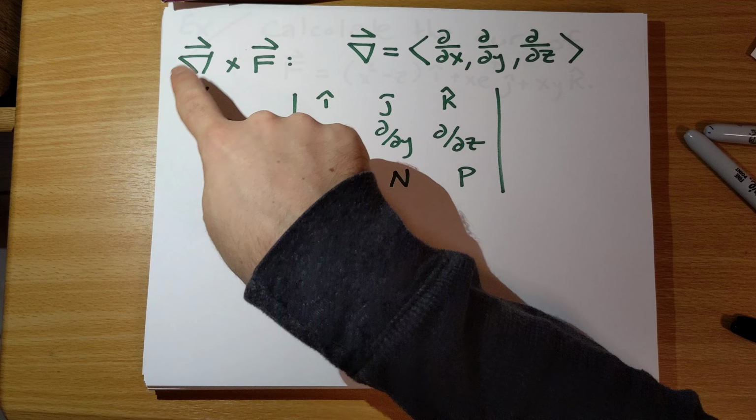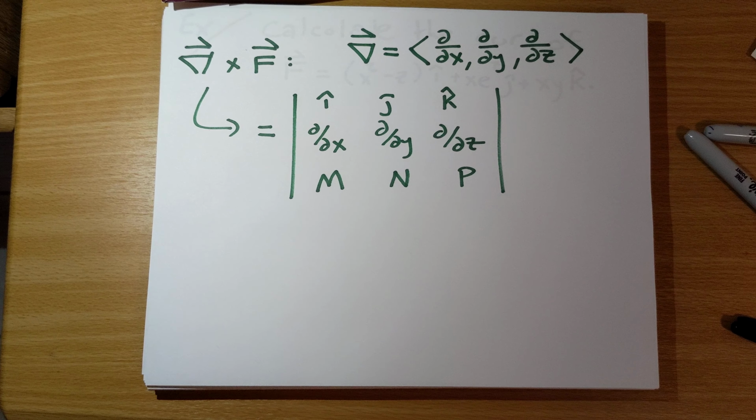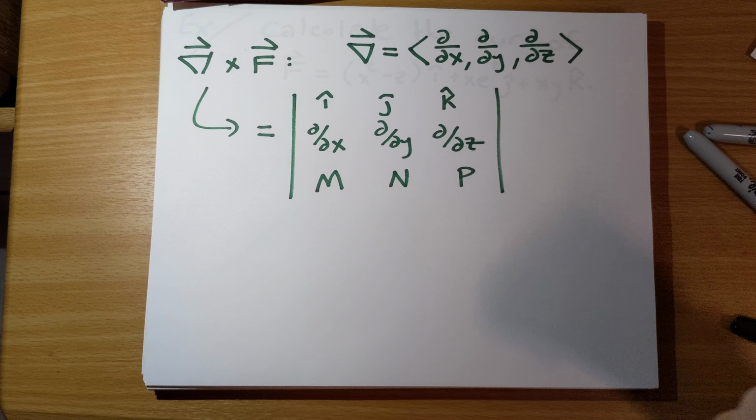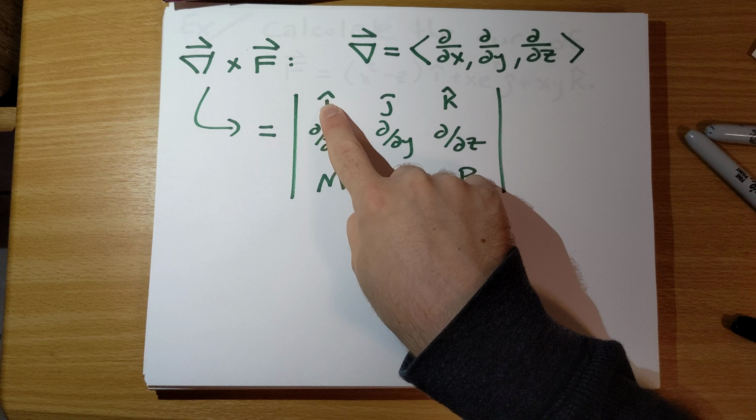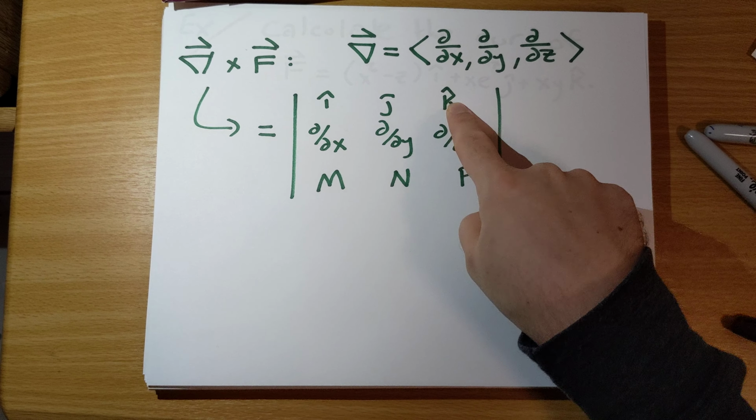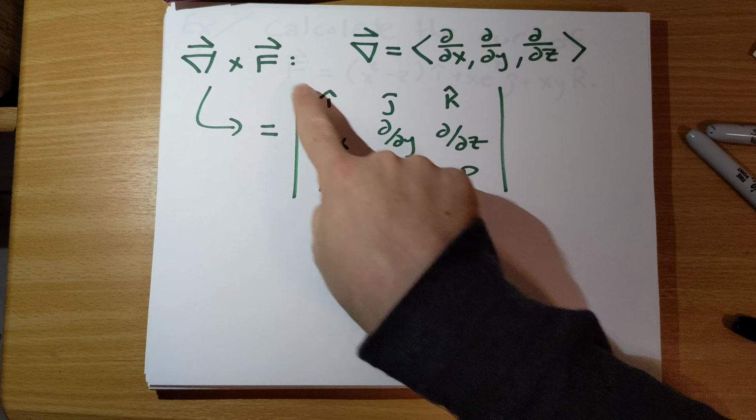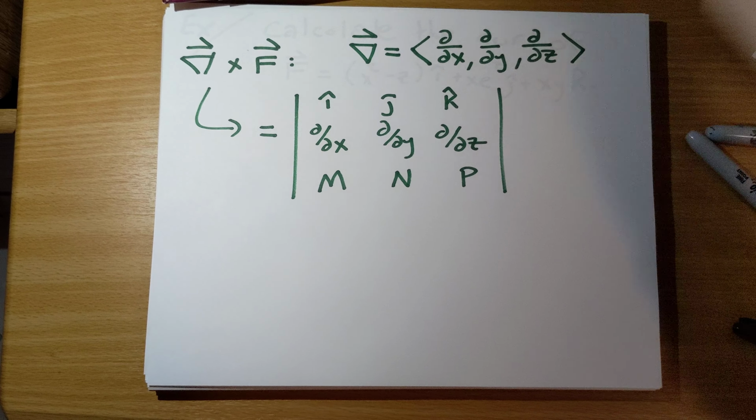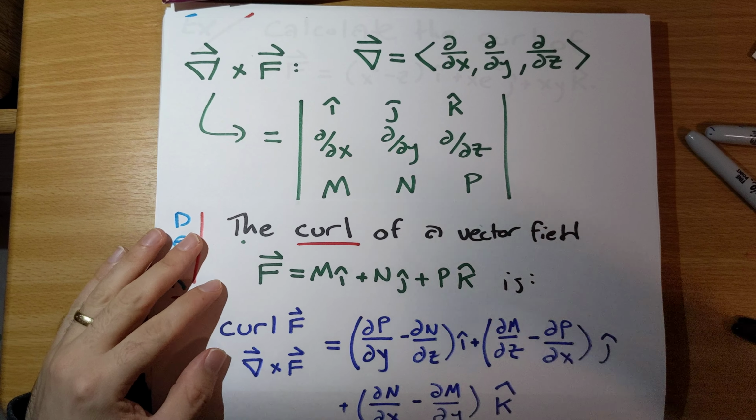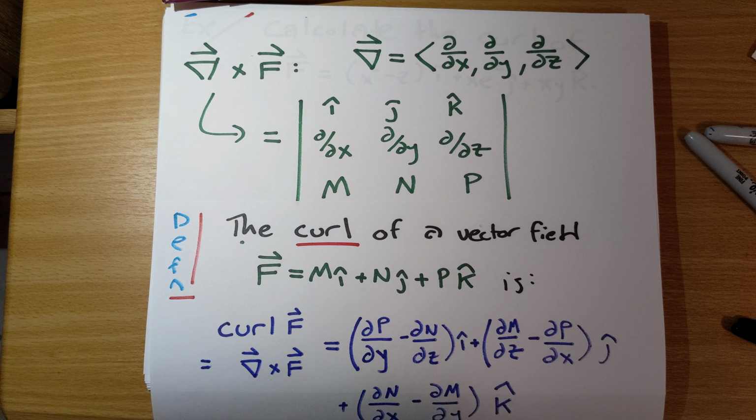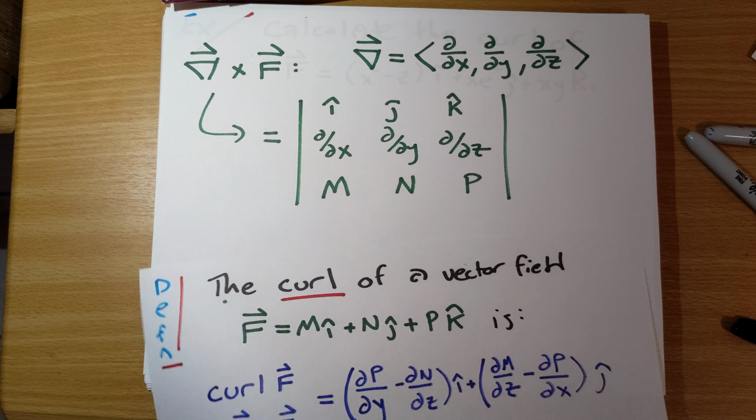Because how do we do del cross F? We form a 3x3 determinant where the first row is i hat, j hat, k hat, just like whenever we do a cross product calculation. The third row here are the entries of F: m, n, and p. Just to remind you, those are all going to be functions of x, y, and z, probably.